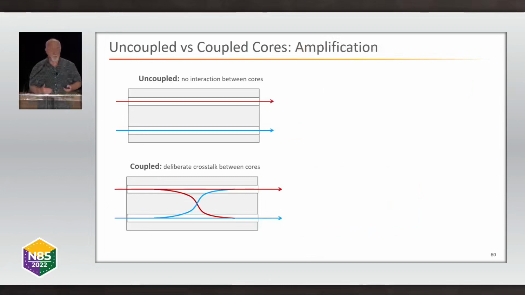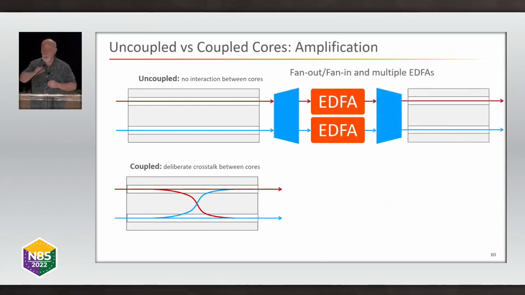Well, what about at amplifier sites? At the amplifier sites with uncoupled multi-core, you actually have to fan out the different cores, amplify them in their own EDFAs, and then fan them back in to the next hop fiber.